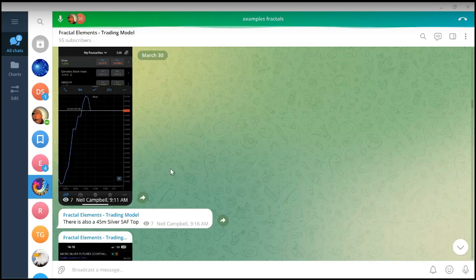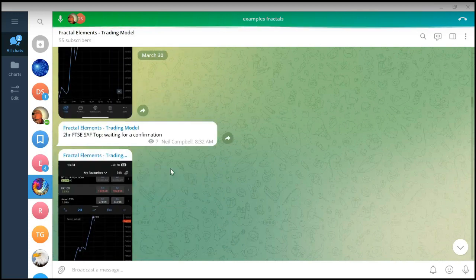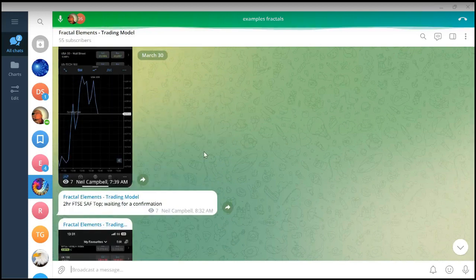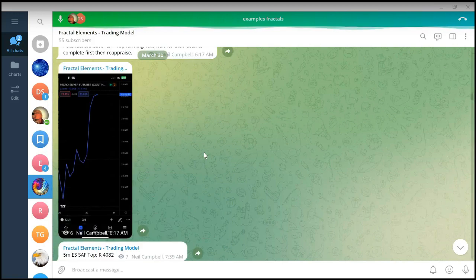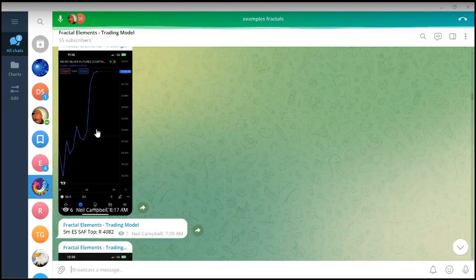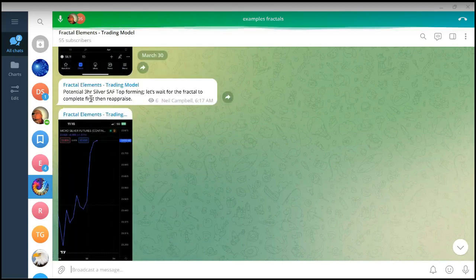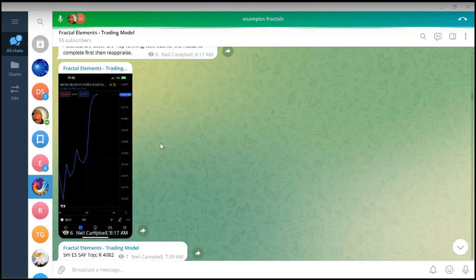Let me see if I can find anything else here. I think now he does this every minute, almost every minute. So okay, this is a pretty good top here too. This is a 3 hour silver. Now we're looking at silver and he's waiting for the fractal to complete. And again, this is a pretty common fractal here.